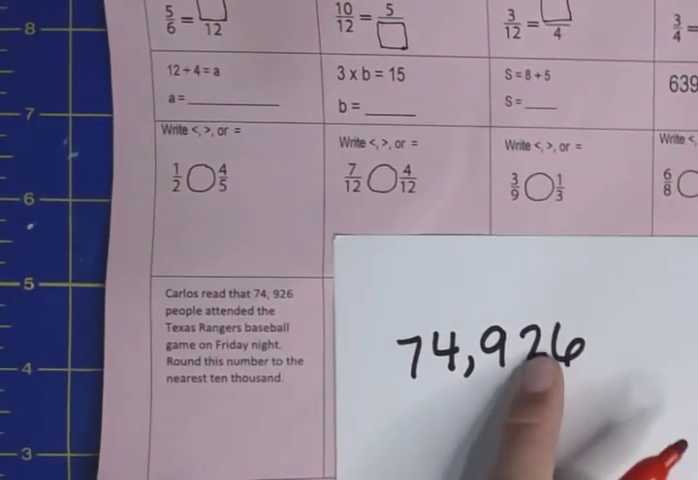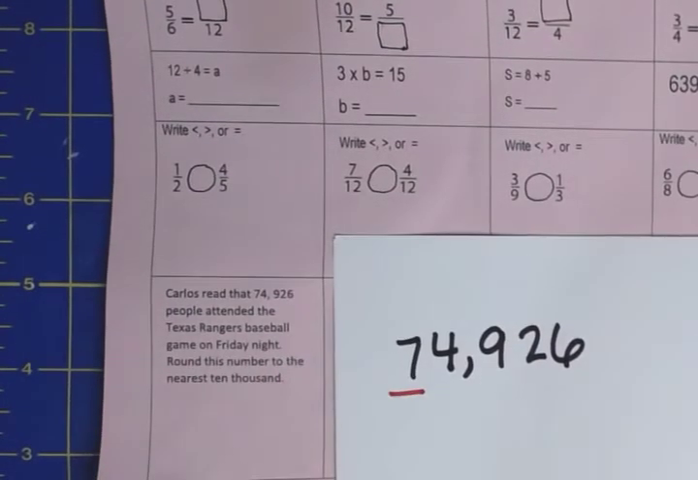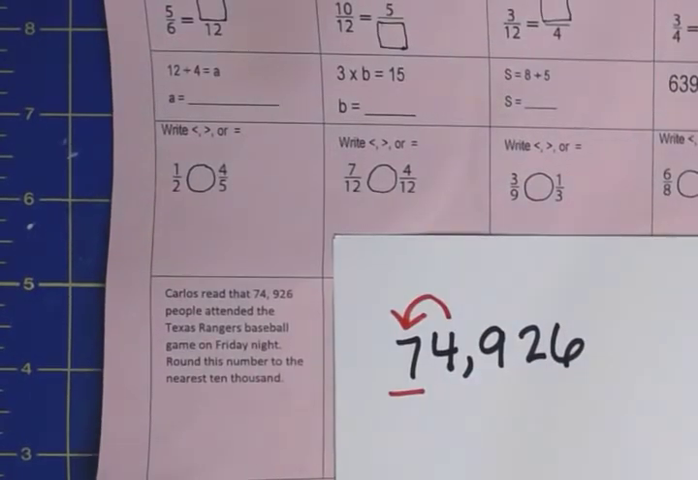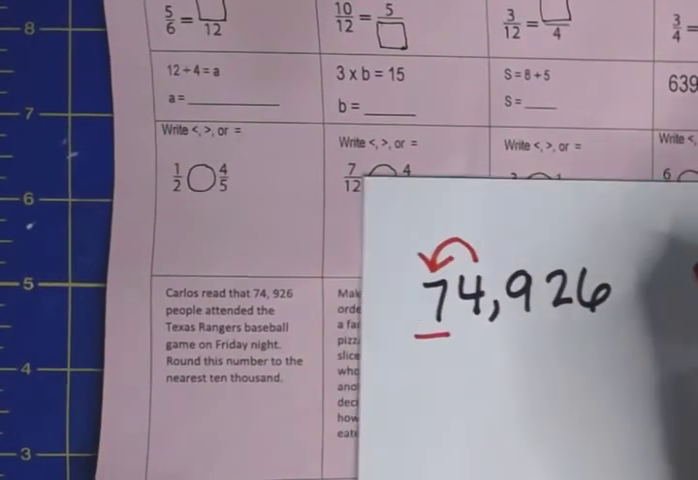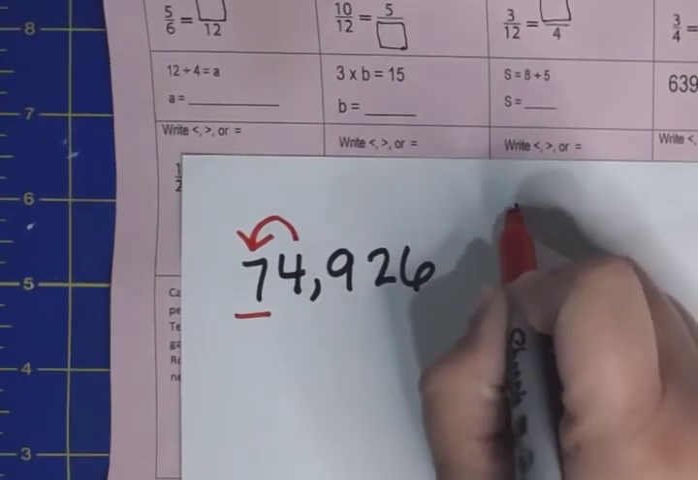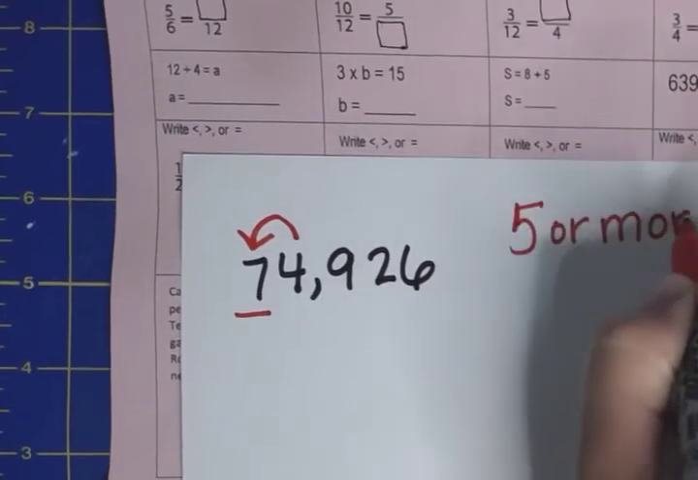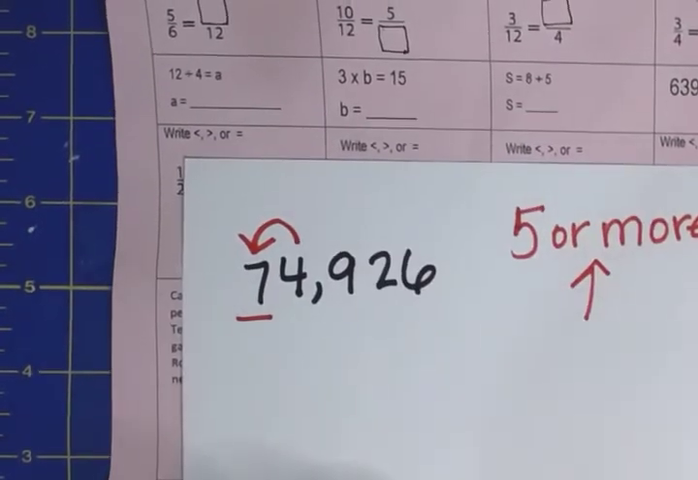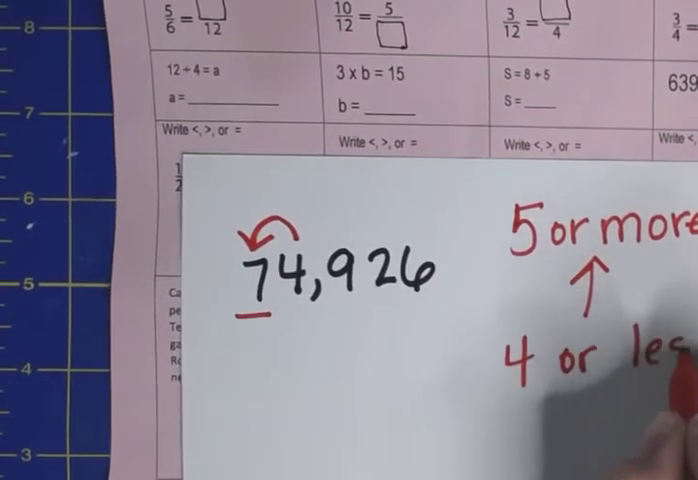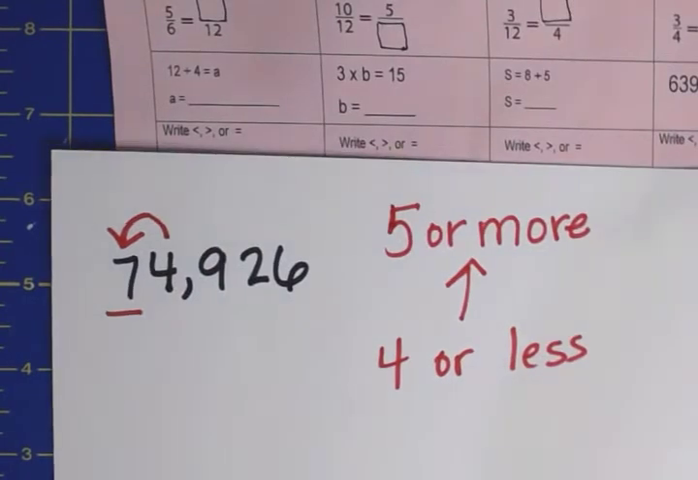Ones, tens, hundreds, thousands, 10,000s. That means you're going to use this number to tell the 7 what to do. Now remember, 5 or more, the value is going up. 4 or less, you're not going to do anything. It's going to stay at rest.